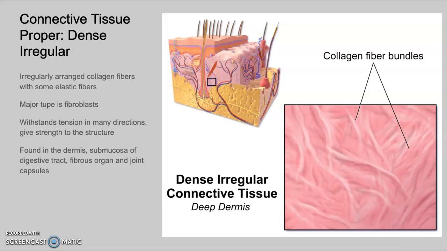The dense irregular connective tissue proper is arranged in collagen fibers with some elastic fibers. Its major cell type is the fibroblast, and it withstands tension in many directions and gives strength to the structure. This can be found in the dermis, the submucosa of the digestive tract, fibrous organs, and joint capsules.